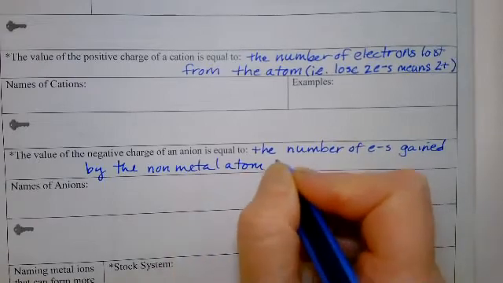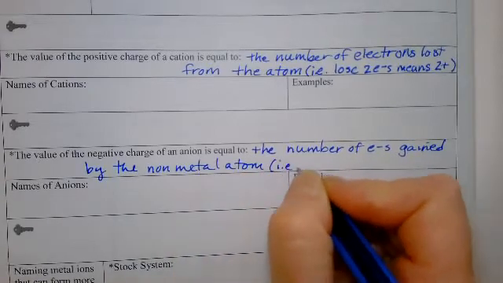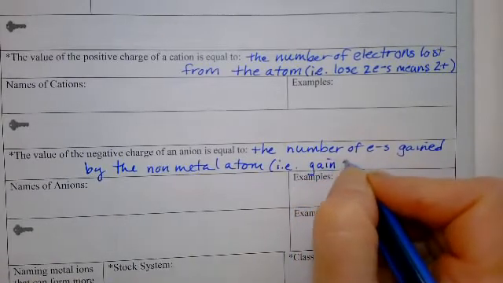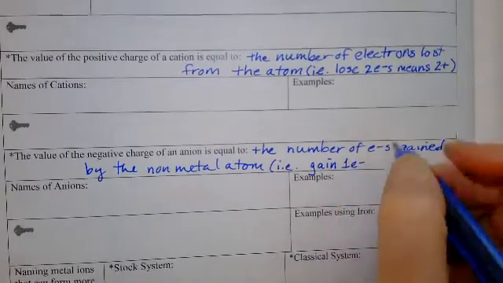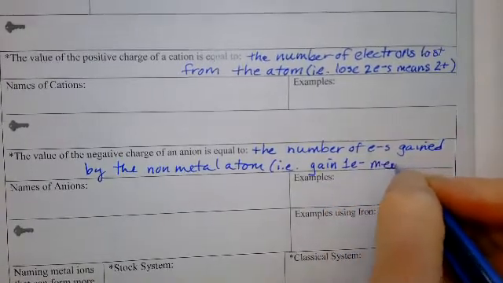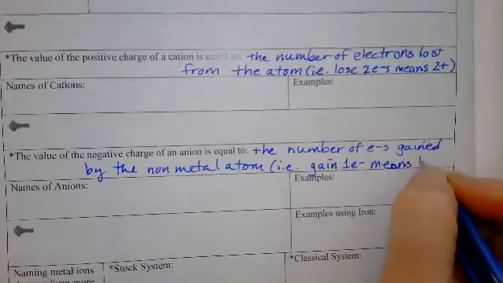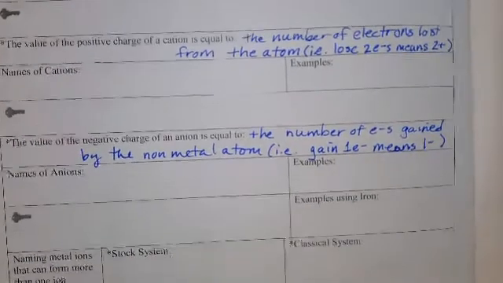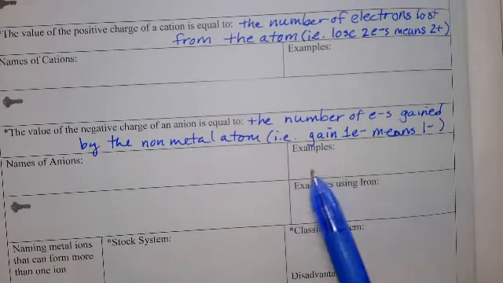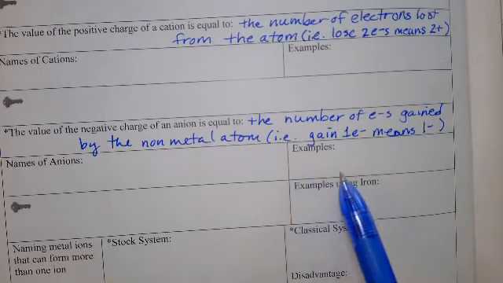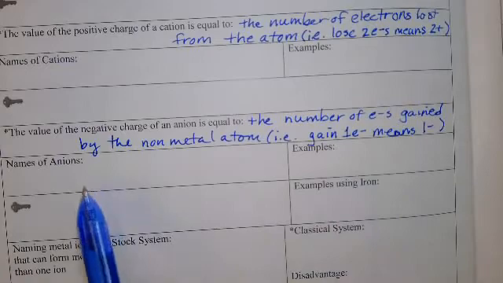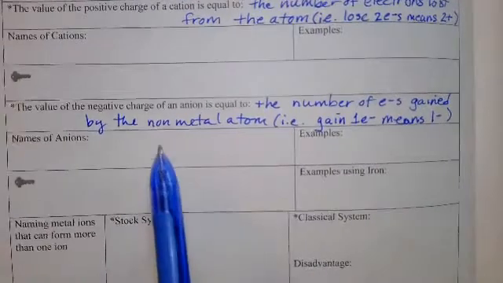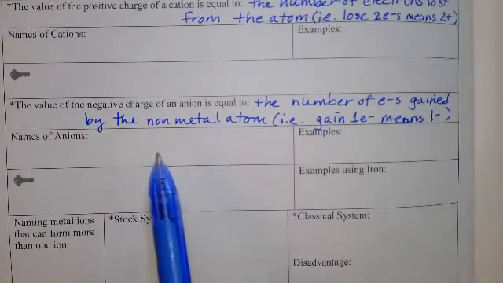And again, an example would be that if something gains 1 electron, that means that ion will have a 1 minus charge. If it gains 2 electrons, it will have a 2 minus charge. So examples there might include chlorine, Cl1 minus, which is called chloride. Remember that the names of anions are going to have the ending dropped from the nonmetal name, and they will have an IDE ending.